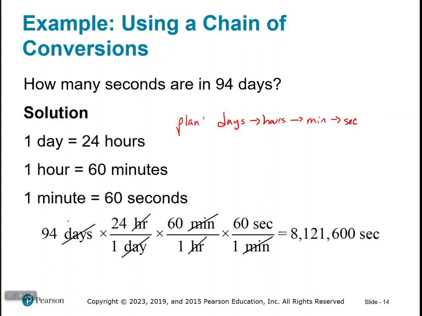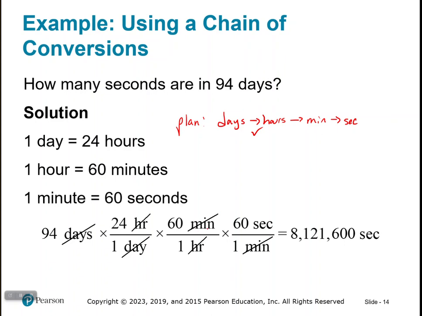Okay, so I have 94 days. I need to cancel out days. My days and hours are related. Since days is in the numerator here, I want days in the denominator for my conversion. 24 hours in 1 day. All right. Days to hours.